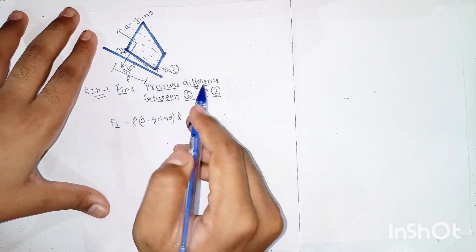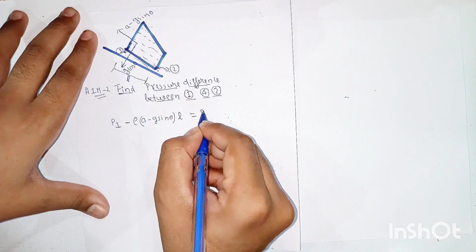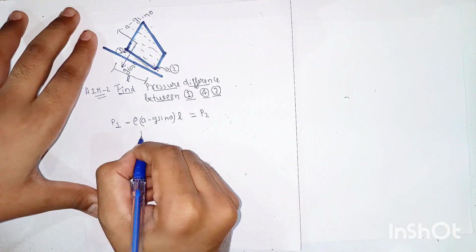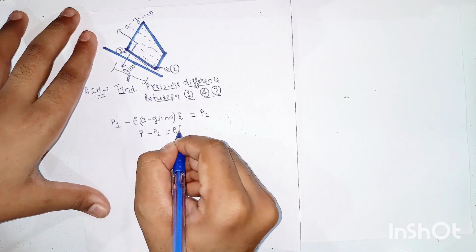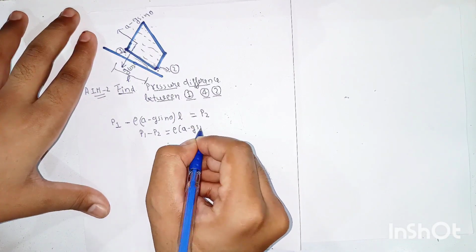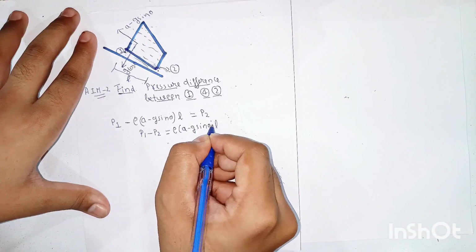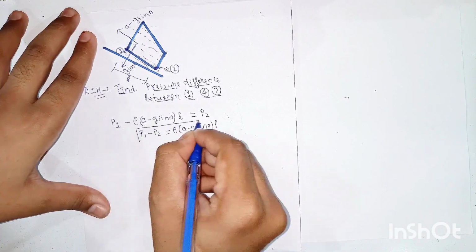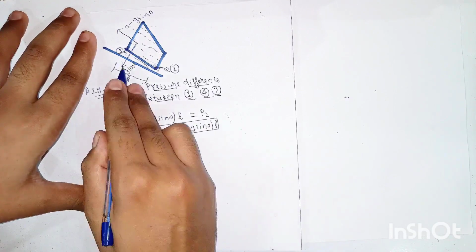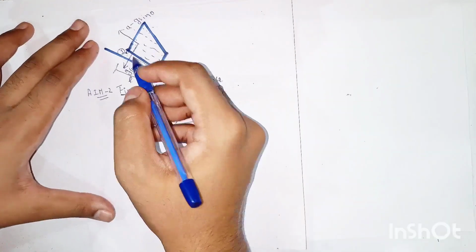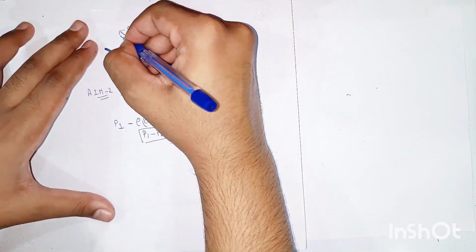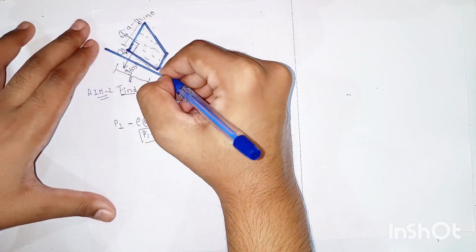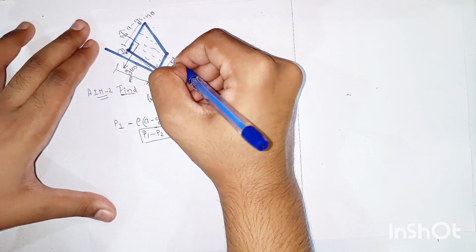Now we are here, so we will be equating this to P2. From here, P1 minus P2 equals rho into a minus g sine theta into L. These are the pressure differences between these 2 points. What you can do, let us say this height is h1 and this height is h2.